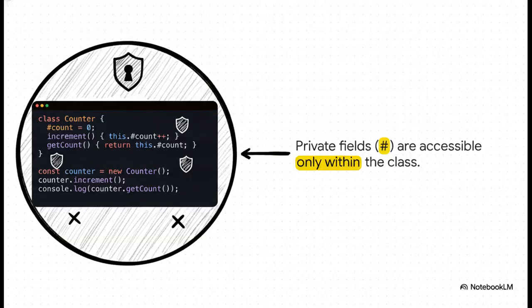Next, using the hash symbol for private methods and fields shows you understand strict encapsulation within JavaScript classes. By just dropping a hash before a property name, you guarantee it can only be accessed from within that specific class. It keeps your internal logic totally safe from outside interference.